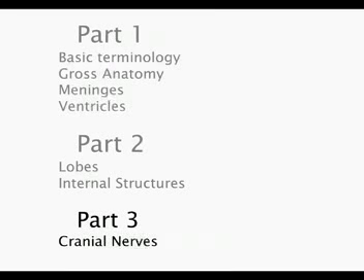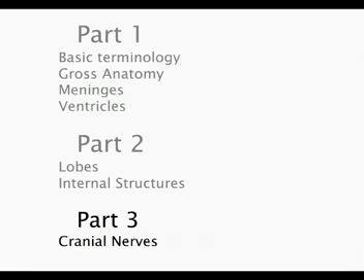Okay, so far we've covered part one, which was the basic terminology and some of the gross anatomy of the brain. Part two, we talked about some of the lobes and the internal structures and the specific functions associated with them. Part three is really getting into some of the cranial nerves, and this is something that you're going to have to really focus on learning on your own, just mainly because in the cheap brain dissections you can't really see many of the nerves.